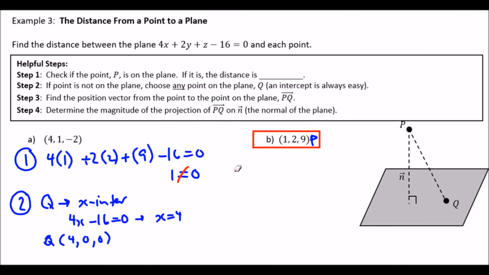So step 3, I want to find that position vector PQ. So PQ, so I'm going to have 4 minus 1 is 3, 0 minus 2 is negative 2, and 0 minus 9 is negative 9. So there's my direction vector PQ. Again, my point P is 1, 2, 9. My point Q is 4, 0, 0.